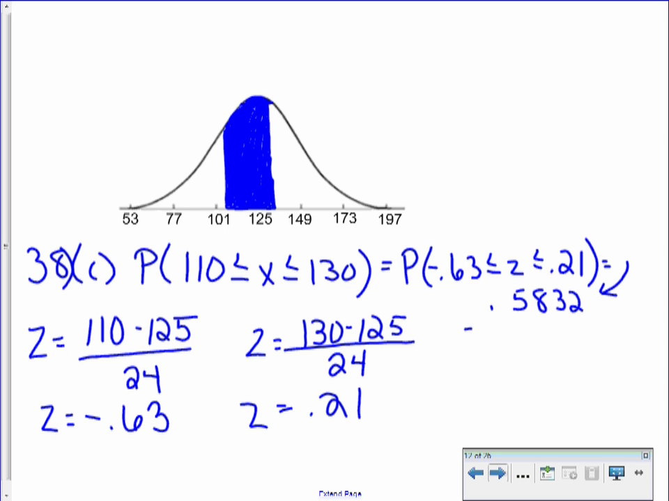And then we're going to subtract off the value for negative 0.63. So 0.2643. And then I use my incredible powers of subtraction. Ta-da! So my final answer is about 32%.